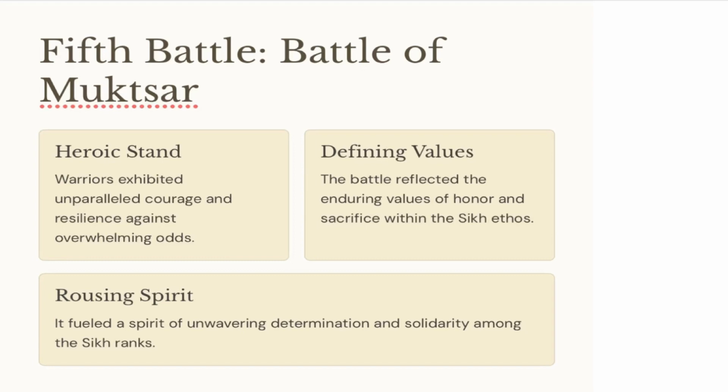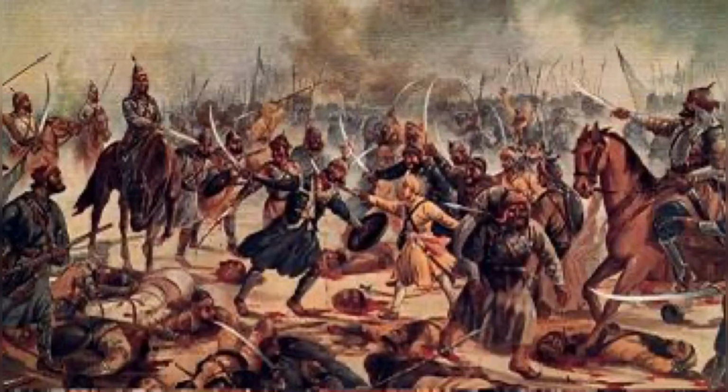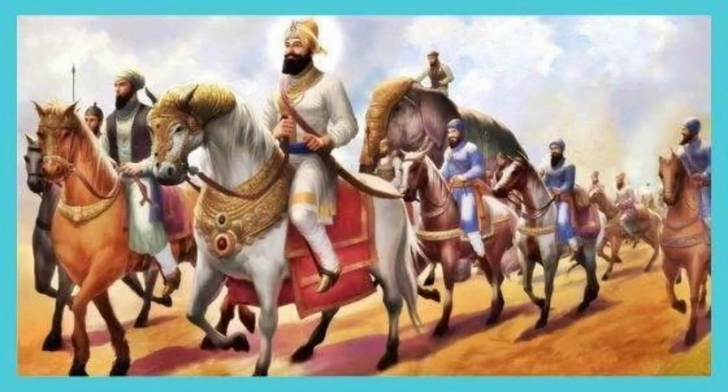In the Battle of Muktsar, a small band of Sikhs known as the Chali Mukte, the 40 liberated ones, faced a much larger Mughal force. Despite being outnumbered, the Sikhs fought valiantly. The battle resulted in a significant loss of life, but the Sikhs managed to hold their ground. The Battle of Muktsar is commemorated annually during the festival of Maghi, which marks the sacrifice and bravery of the Chali Mukte. It holds a special place in Sikh history for the valor displayed by a small group of Sikhs in the face of adversity.